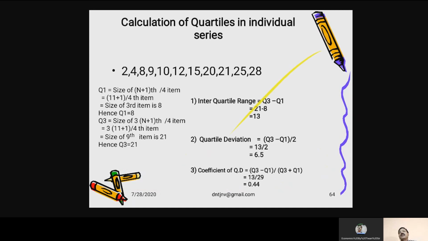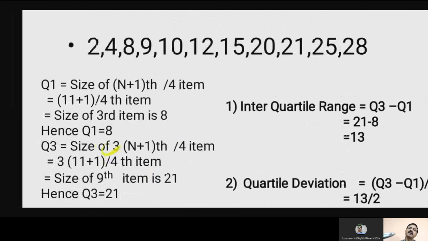Calculation of quartiles in individual series. Now you can find it easily. First of all, you have to rearrange your data into ascending or descending order of magnitude. Then you have to find Q1 equal to size of n plus 1 upon 4. In median it was 2, now it is 4. So Q1 is 11 plus 1 by 4, 12 by 4, that is the third item. So the third item is 8. Therefore Q1 is 8. And Q3 is what? You have to put 3.